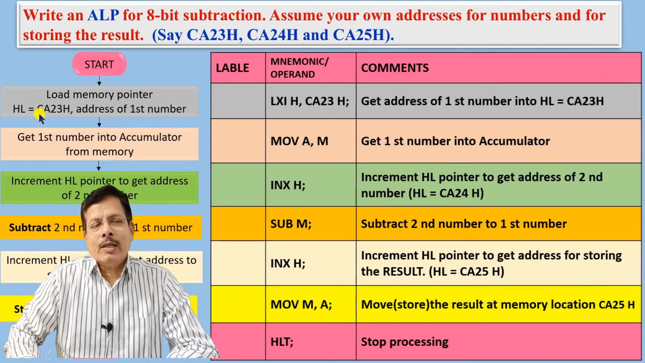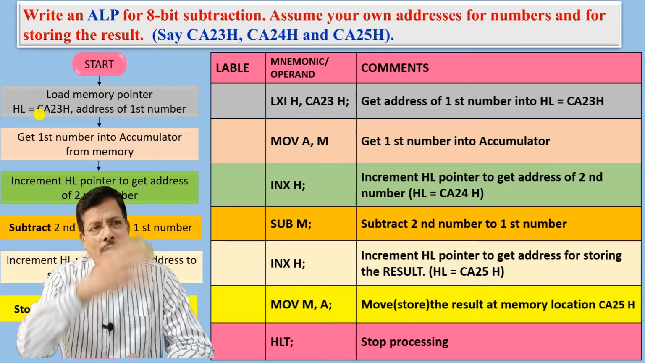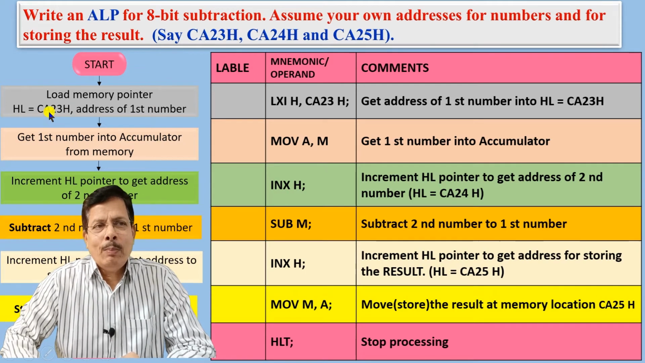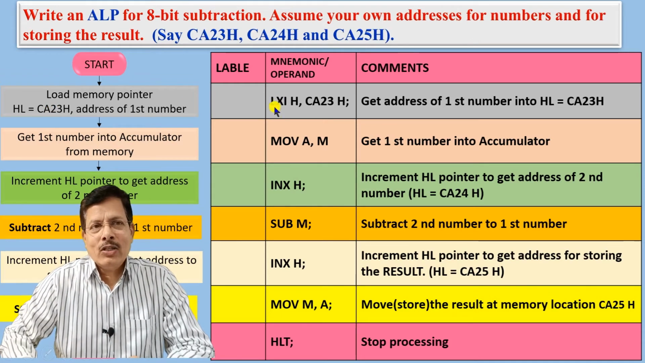So let us consider the appropriate instruction for each step given in the flow chart. Consider this step, load memory pointer HL. In HL we have to bring the address of the first number, and the instruction required will be as follows. We have seen this is the format of assembly language: no labels in this program, only mnemonic and operand and some suitable comments.